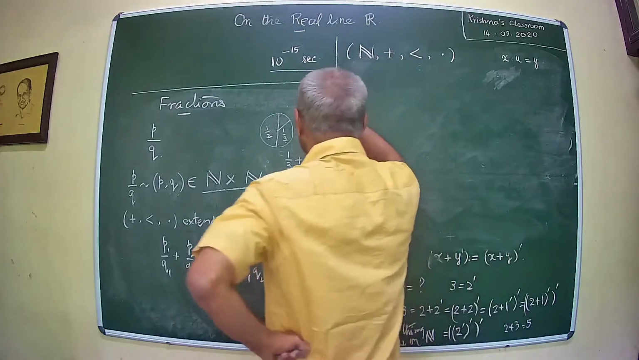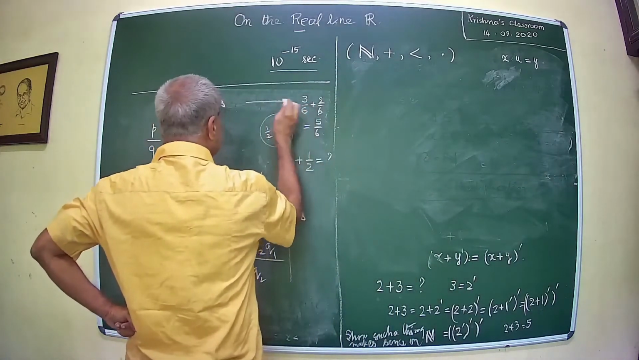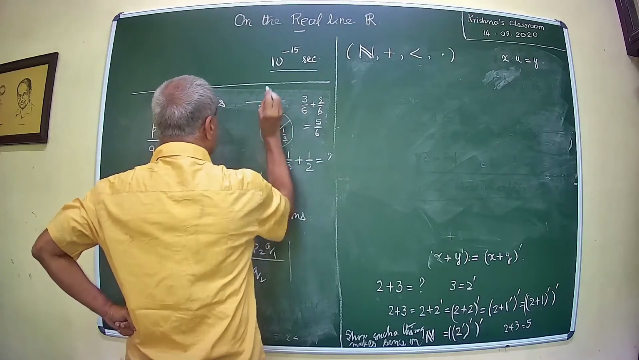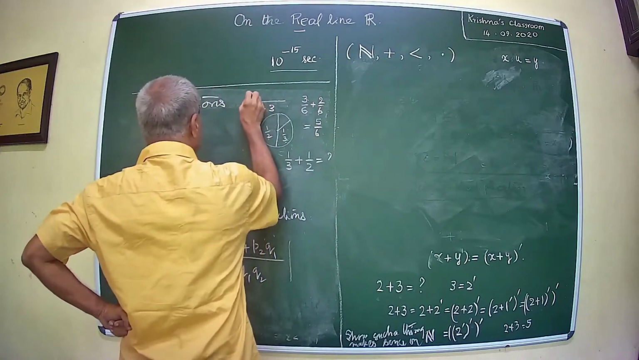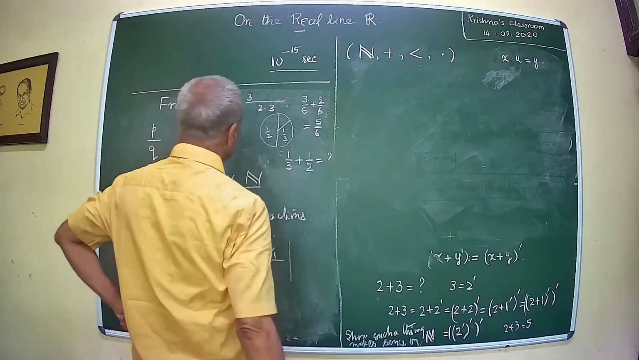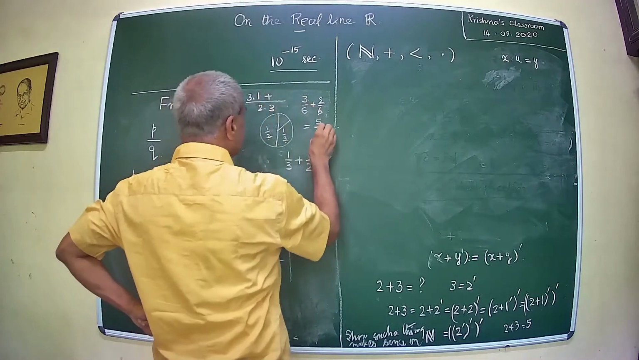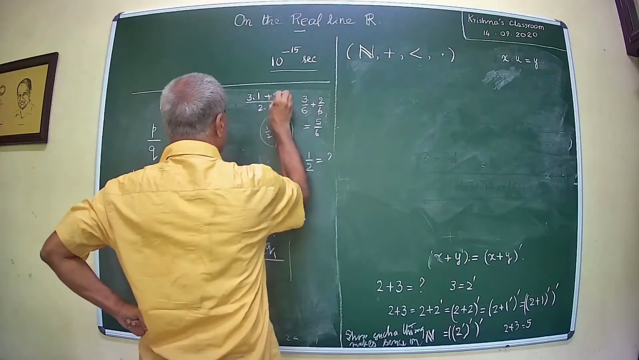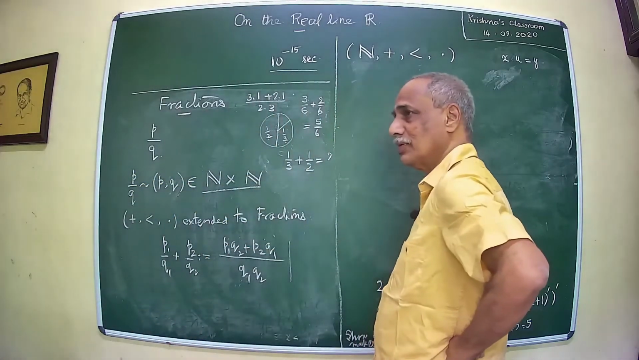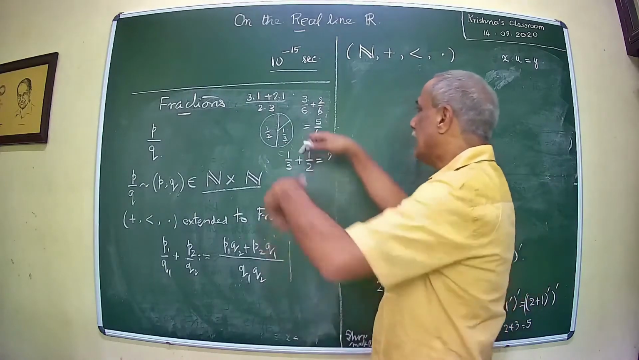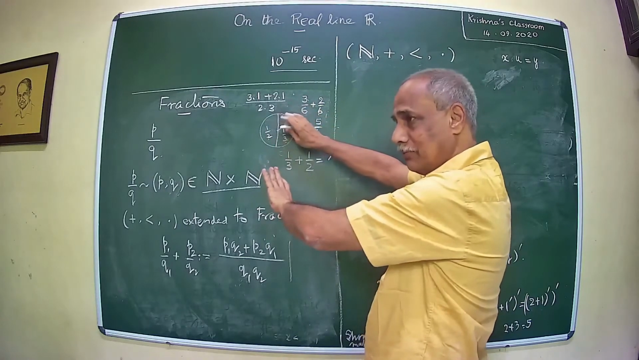What is this 3? See, 6 is essentially your 2 into 3. And 3 is equal to 3 into 1 plus the other one is 2 into 1. That's what we have. Okay, that's how addition is taken, because addition has to match with your experience. That's what we have to see.